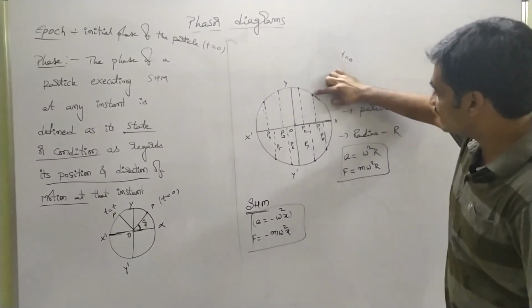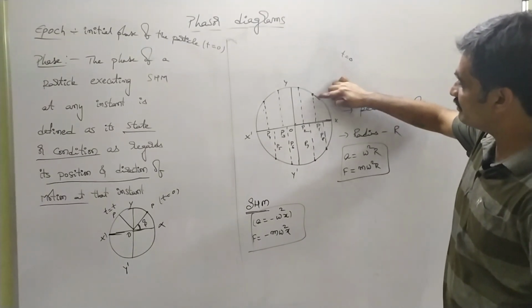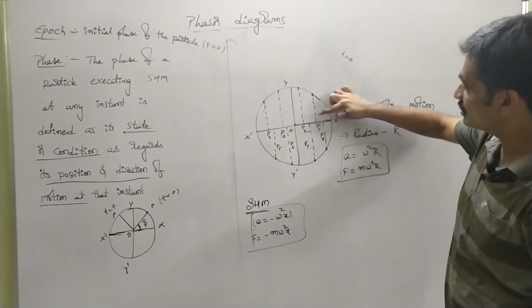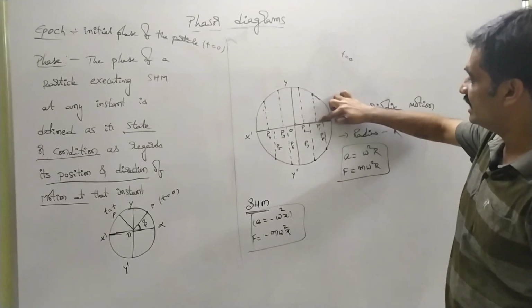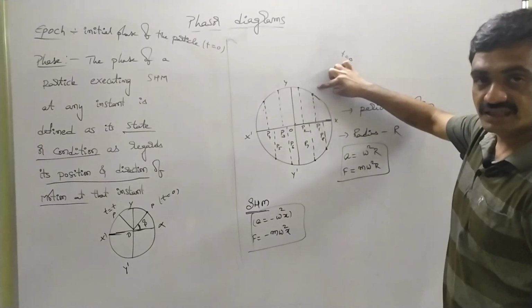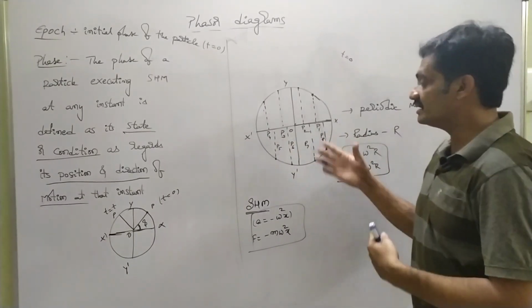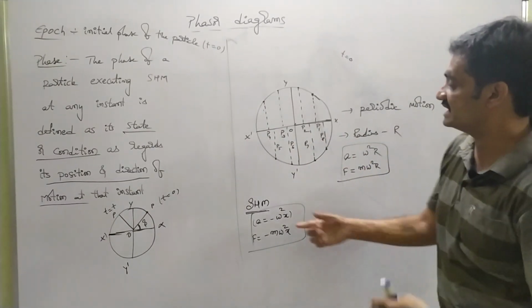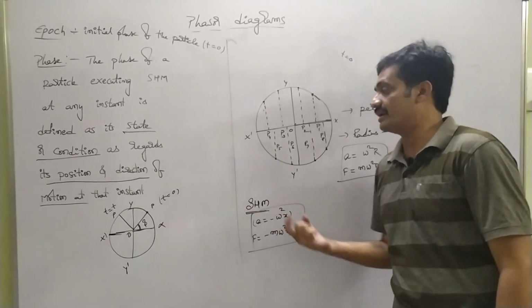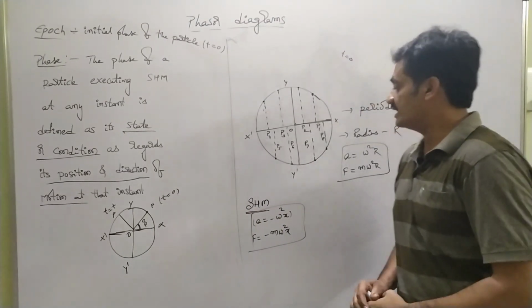Observe that when the particle is at this position, the projection of the particle is oscillating along the diametric line, and again it is returning back, to and fro. So this to and fro motion, nothing but oscillatory motion, can be represented as SHM. Take a screenshot, we will continue.